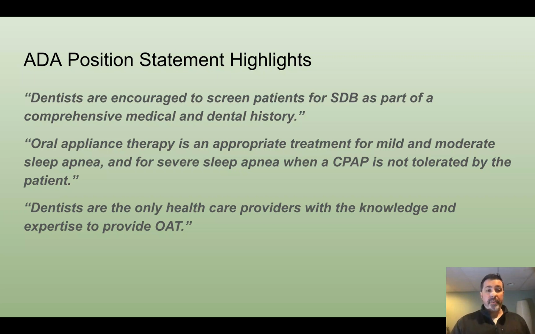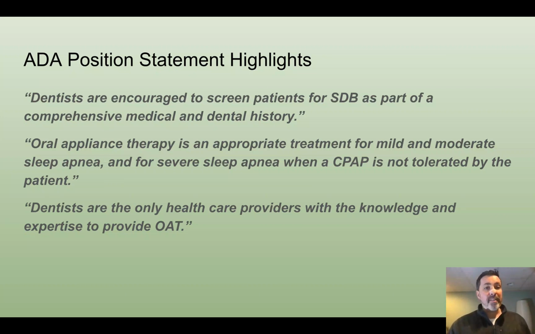This is probably the most important one. Dentists are the only healthcare providers with the knowledge and expertise to provide OAT, or oral appliance therapy. I don't know if you've been to your physician's office recently, but tell me if you've seen any bite registration or PVS impression material, an iTero scanner in their office. I say this a little tongue-in-cheek, but the reality is physicians don't have the technology or the know-how to make appliances.